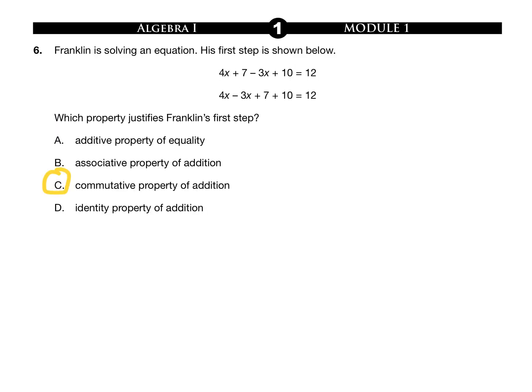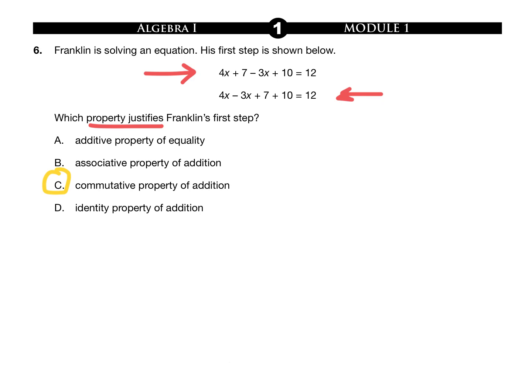This problem's a classic problem about reviewing your properties. We have our first equation right here, and then we have Franklin going through and getting the second step here, and they haven't done any math yet. There's no balancing there. We just want to know, why is it okay? Which property justifies that step?